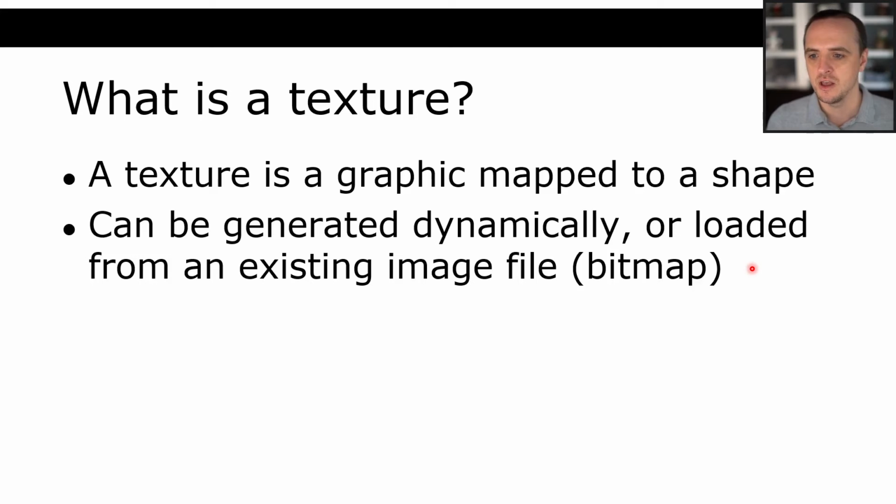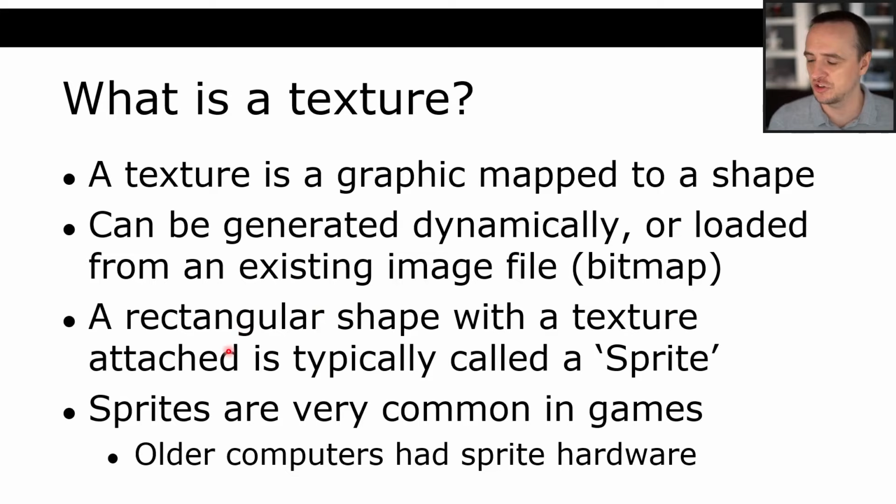So, a rectangular shape with a texture attached to it is typically called a sprite. And sprites are very, very common in games. And so we are going to be using SFML sprites, which are essentially, as I said, just a texture and a shape. And so we're going to take a texture, which is from an image. In our case, we're not dynamically generating textures in this course. If you want to dynamically generate textures, take my other course, 4303. And so if we have a texture and a shape, that's called a sprite.